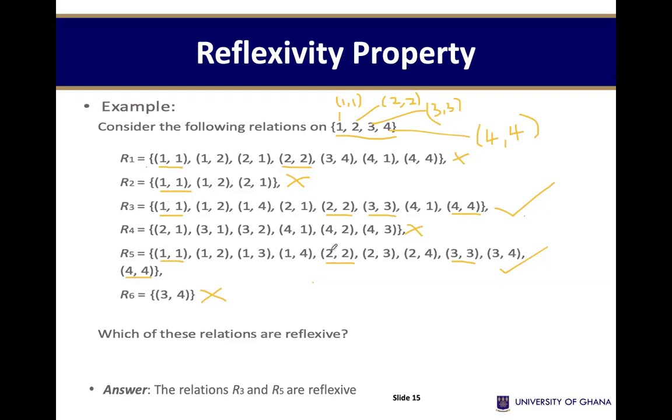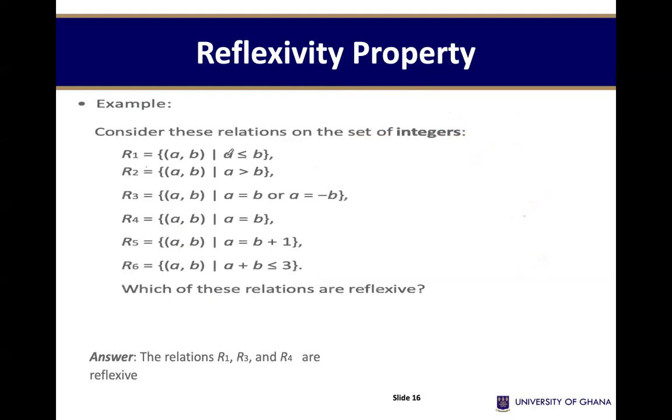2 is related to 2. 3 is related to 3, and 4 is related to 4. So basically, we're going to have something like this. But the only key difference is that there are going to be instances whereby the second element would always be bigger than the first element, or they'll be the same. So that's the meaning of this. This is equal to or less than. So with that said, we can say that this is also reflexive, R1.